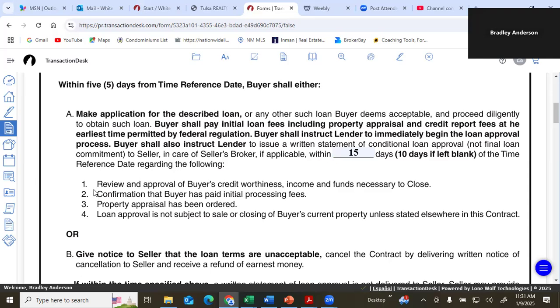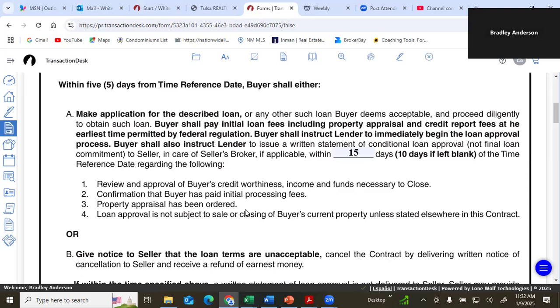So he's got to send a written statement to the seller regarding review and approval of buyer's credit worthiness, income, and funds necessary to close. So that's really the biggest one. Do they have a credit score that's going to get them this loan? Do they have the money that they need to close this loan? All right. And then secondly, confirmation that the buyer has paid initial processing fees, and then property appraisal has been ordered. So the appraisal is not a cheap ticket.